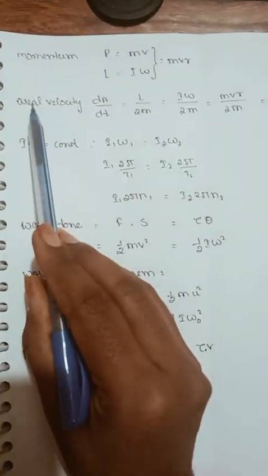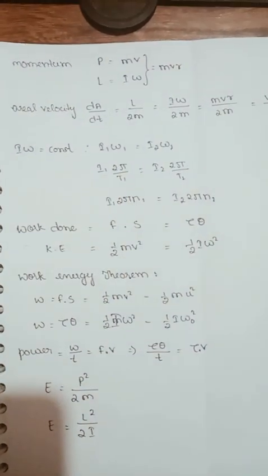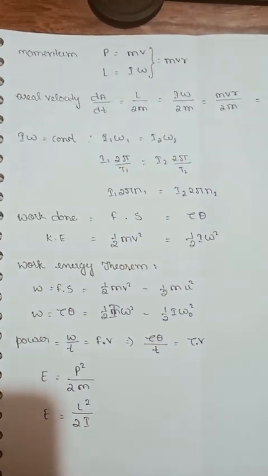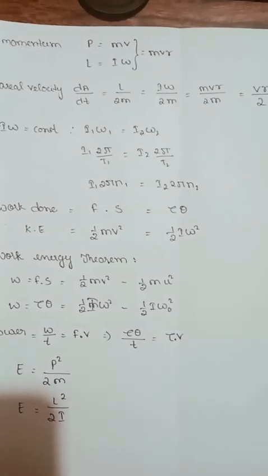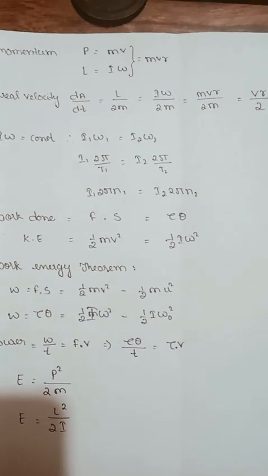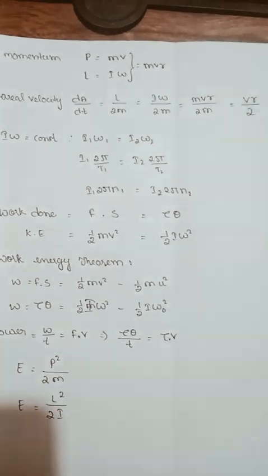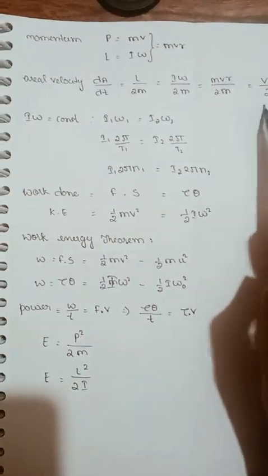Areal velocity dA by dt is equal to L by 2m. So this is the formula, and it is equal to I omega by 2m. Just now I said I omega is equal to mvr, and as it is 2 into m, the m gets cancelled and we get vr by 2. So just remember this vr by 2, this is the important thing.